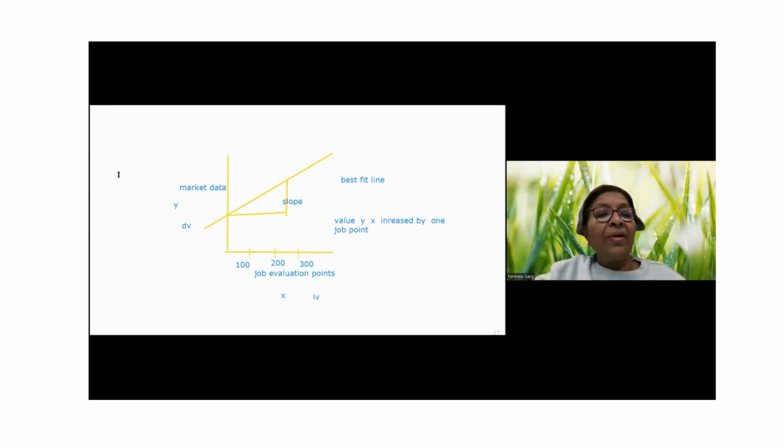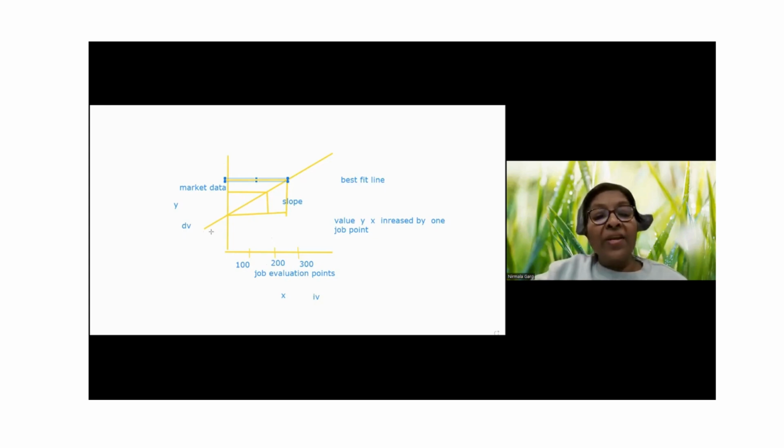Every time it moves from 101 to say 150, the slope comes here. So the salary will be for 200 points like this. This is market data which is growing up. So it is the increase of the Y value when your job evaluation point increases by 1 point. Are you with me now? Very clear?